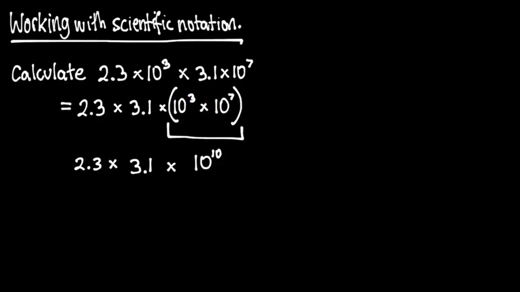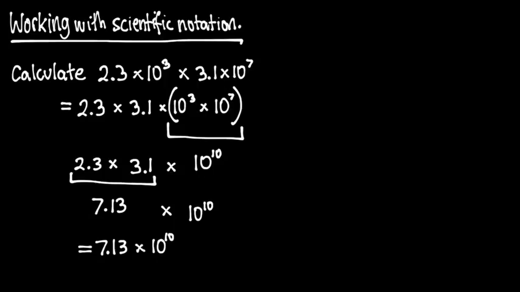The reason I've done that is that now I've got one less piece. Now, these two numbers at the front, I can do them together, just simply multiply them in a calculator or on paper, and I get 7.13. Don't forget, this bit still exists, I haven't got rid of it, so I've now got an answer of 7.13 times 10 to the 10, which is written in proper scientific notation.